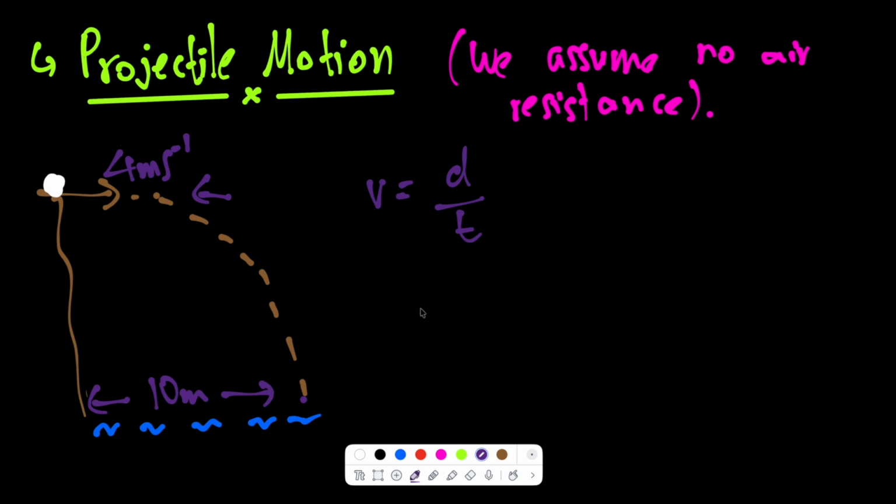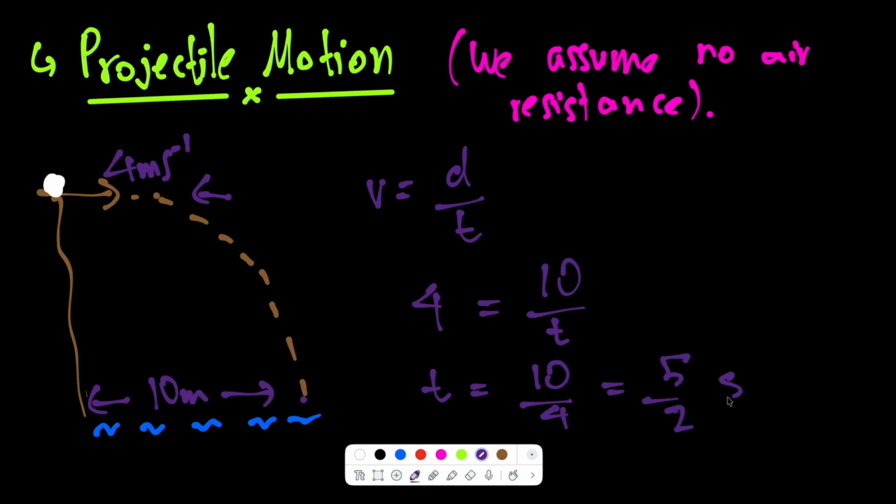Now let's apply this to this question. The ball is projected horizontally at a speed of 4 meters per second. So we can apply 4 equals 10 over time, since it lands at a distance of 10 meters away. Therefore, the time the ball will take to land is 10 over 4, which is 5 over 2 seconds.